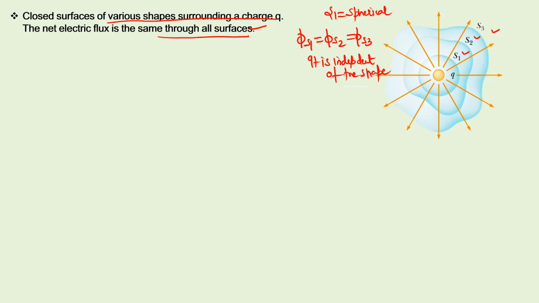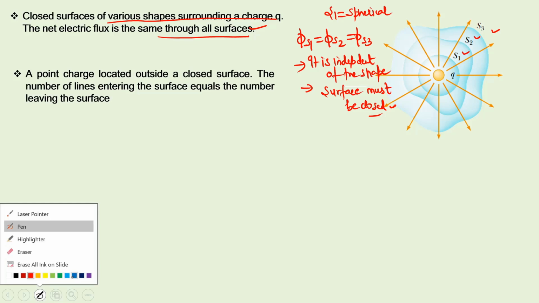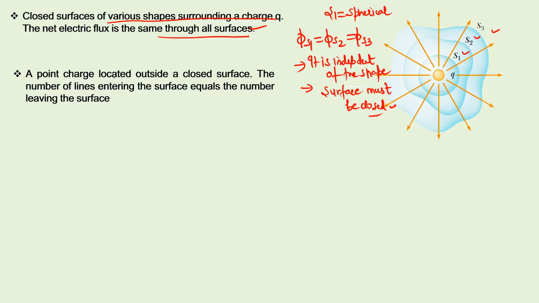The only condition that persists here is that the surface must be closed, regardless of its shape and size. Now we have another case: the point charge located outside the closed surface. Here the point charge is located outside the closed surface.